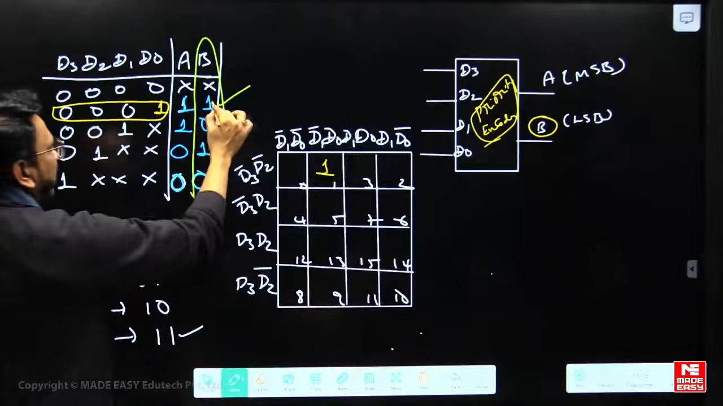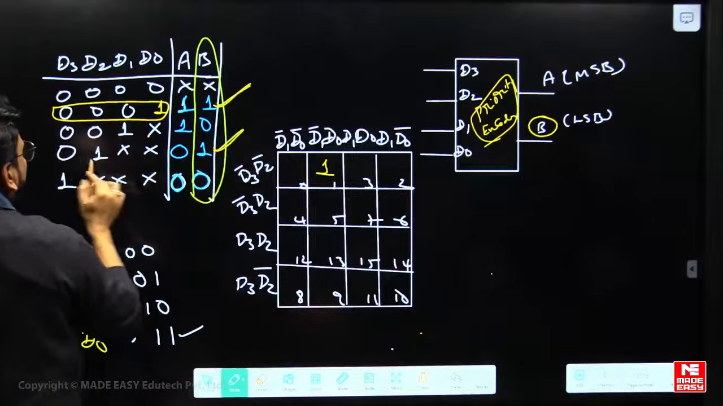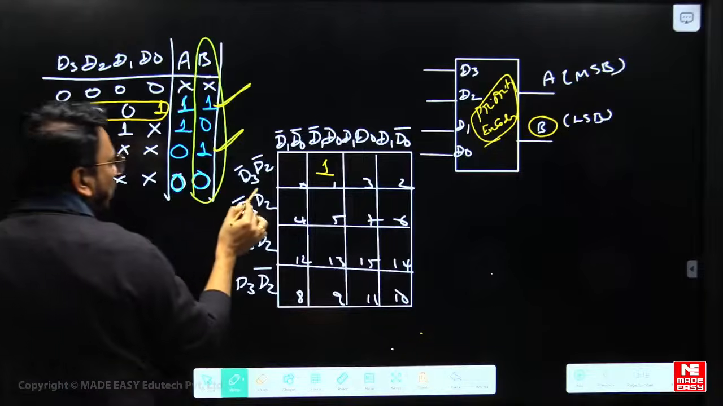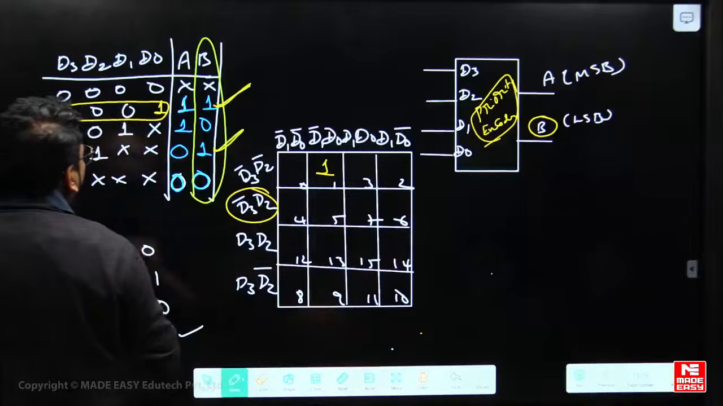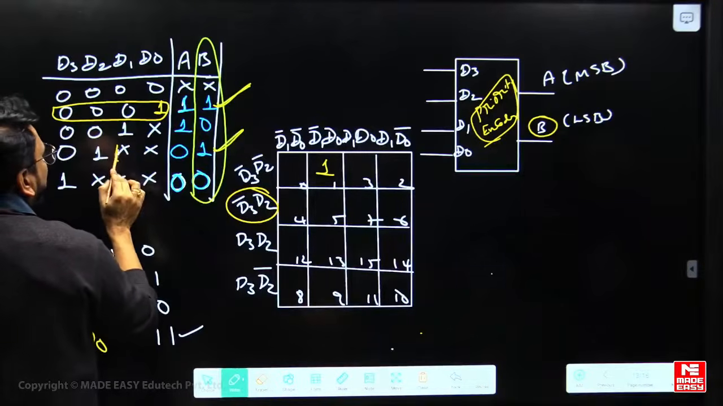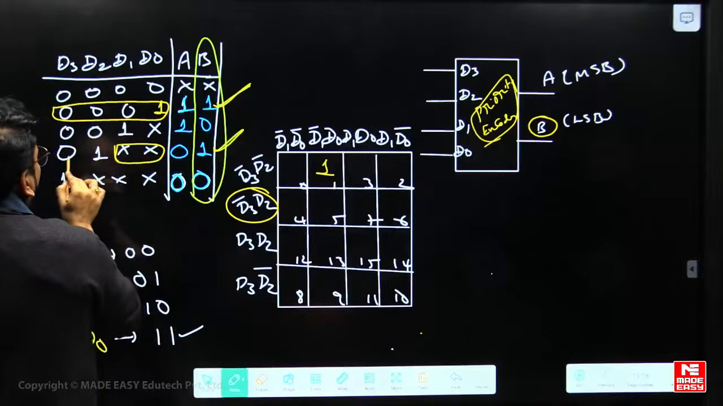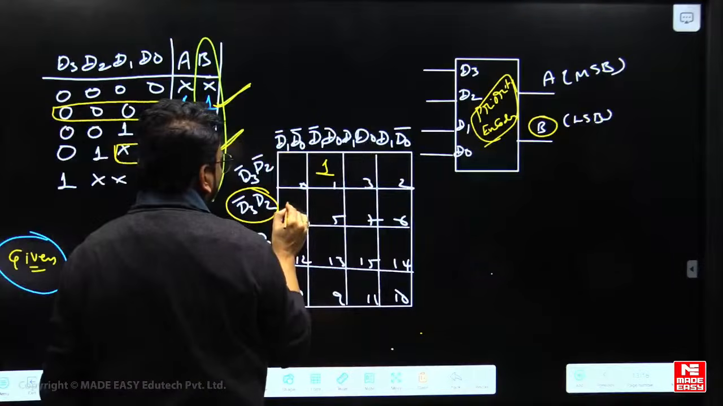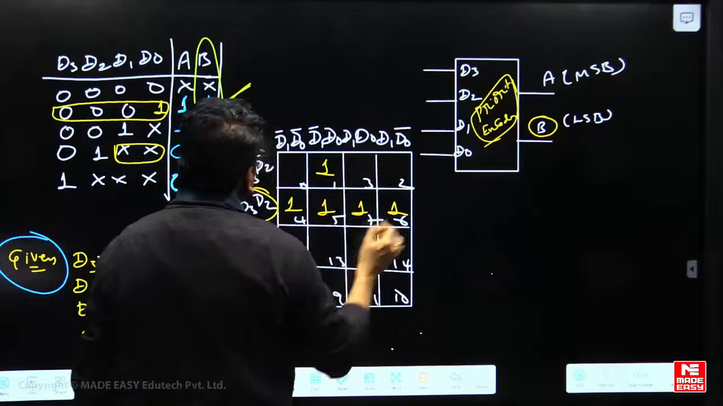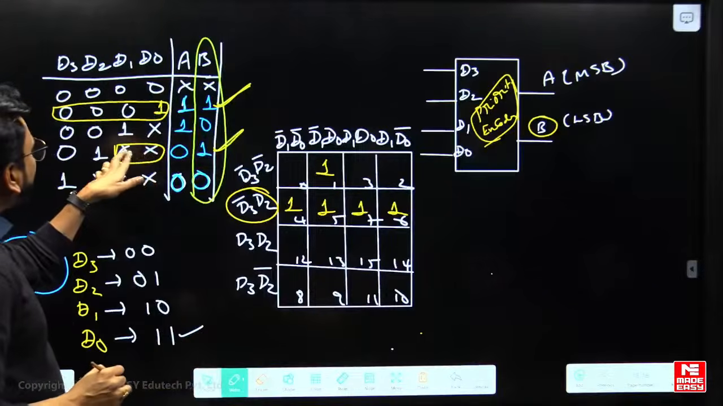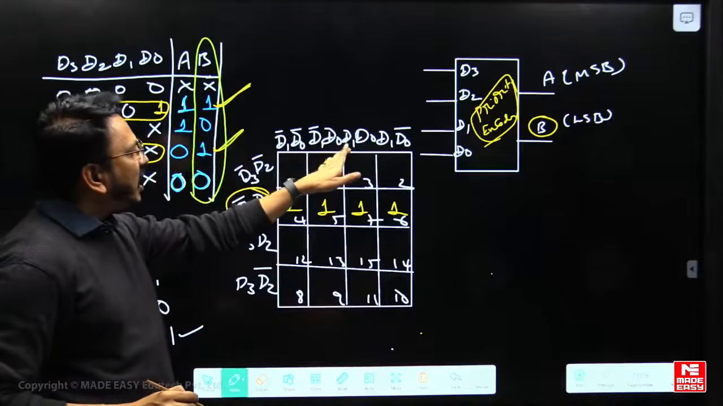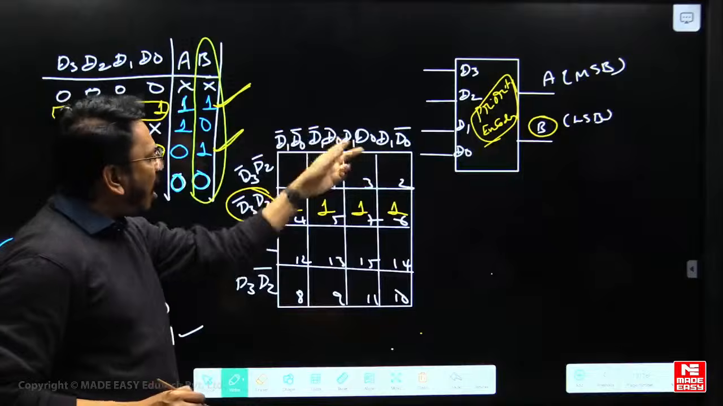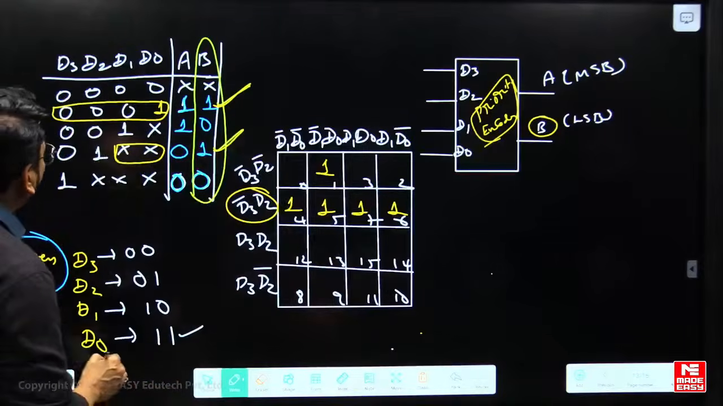For this one, we kept it here. And for this one, D3 bar, D2. D3 bar, D2 means this one. And we said don't care, don't care, don't care. Don't care means all combinations of the above, we should keep as 1 here. Because don't care means D1 bar D naught bar, D1 bar D naught, D1 D naught, D1 D naught bar. All will come under the D3 bar, D2.